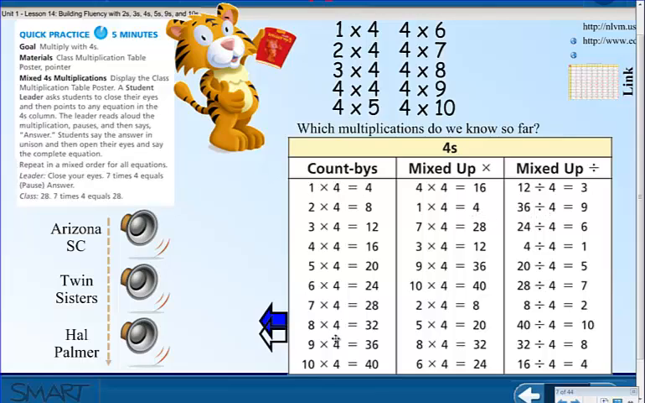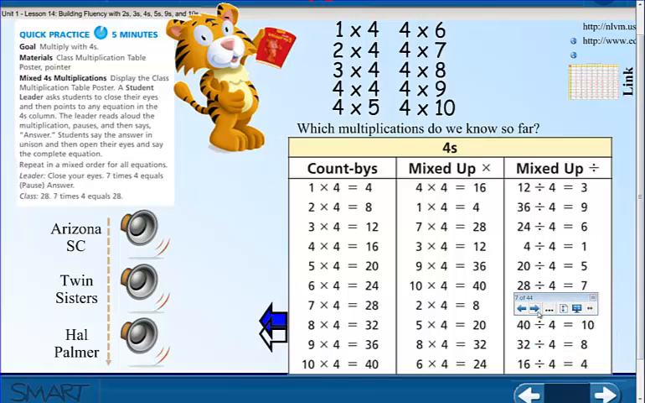You can do your count bys. 1 times 4 equals 4, and you can actually go through that. You can do your mixed ups. You can even have somebody quiz you. And always, always, always try to see if you can do the hardest parts. 28 divided by 4 equals 7. And if you keep on practicing, you'll be able to do it.